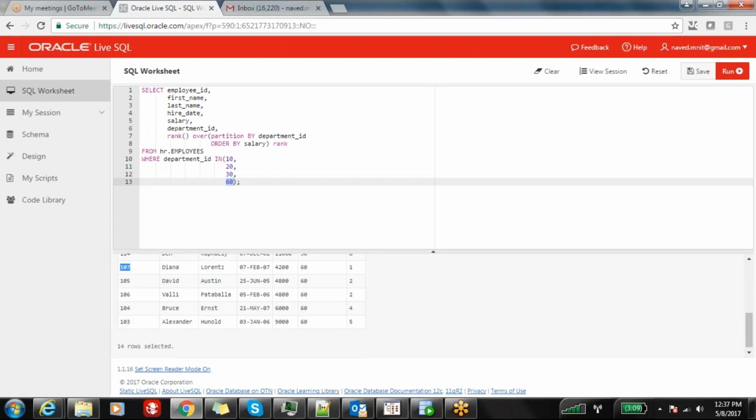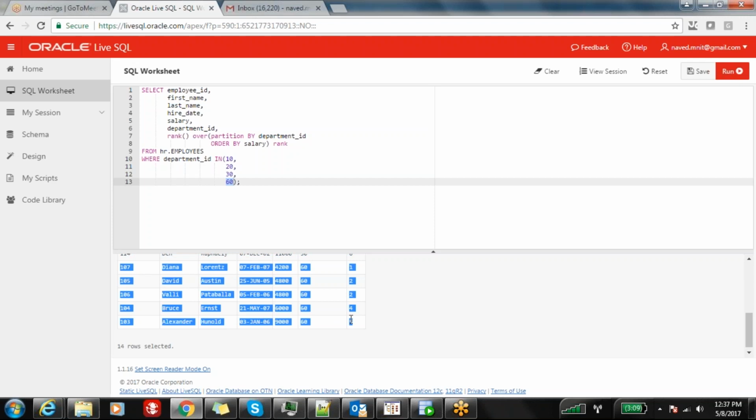The next partition that we have is department number 60. If you see, we have 5 rows in this partition, and the row with the lowest salary will get rank 1, and the row with the highest salary will get rank 5.